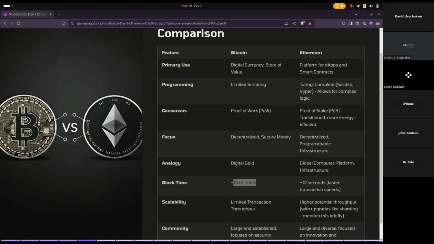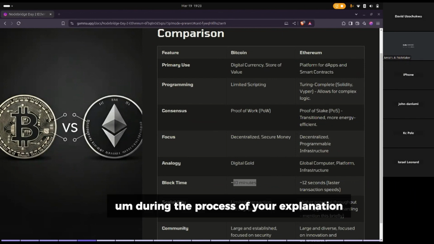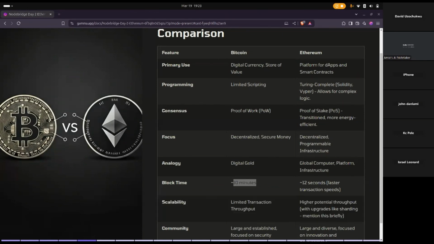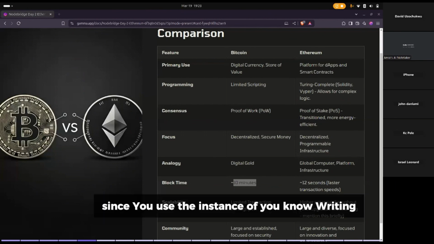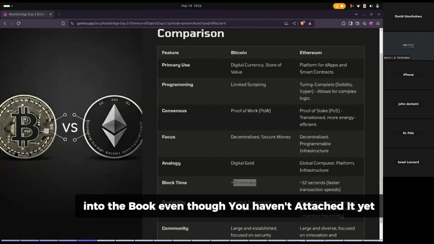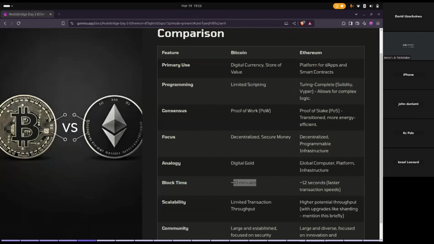Yeah. All right. So during the process of your explanation, I wanted to get something clear. Are you saying that even when a block is being attached to the blockchain, it's possible to still write into it? Since you use the instance of writing into the book, even though you haven't attached it yet.